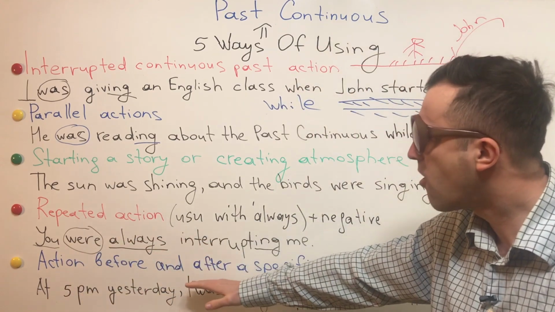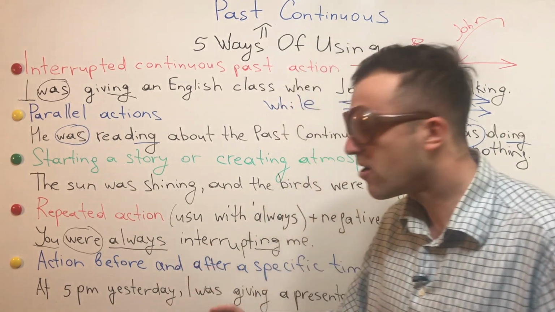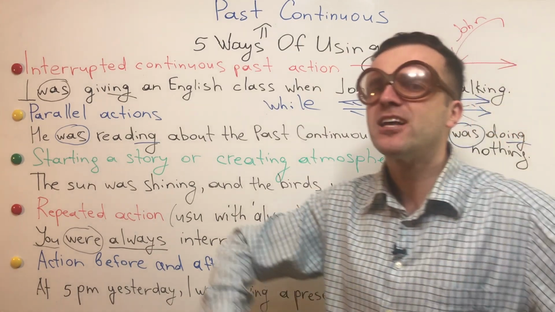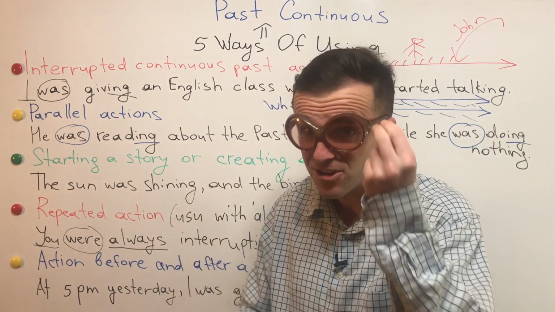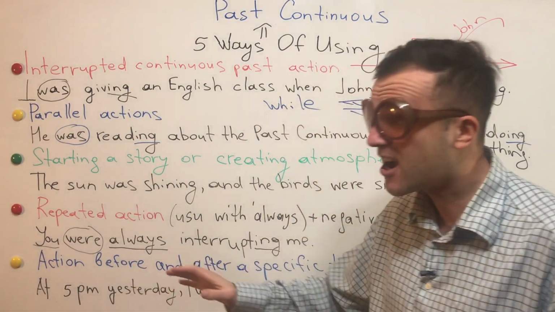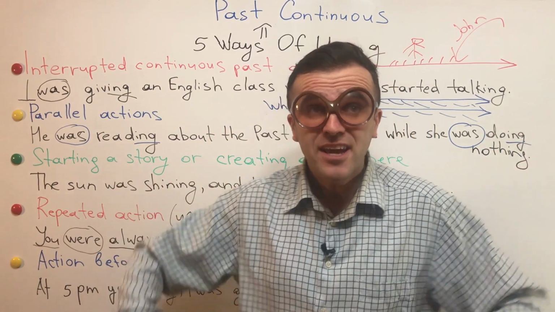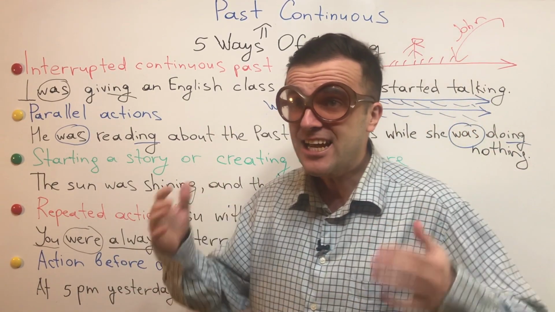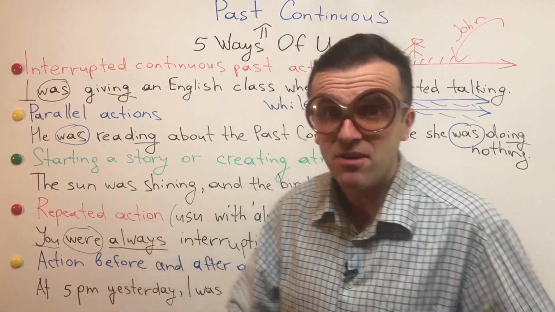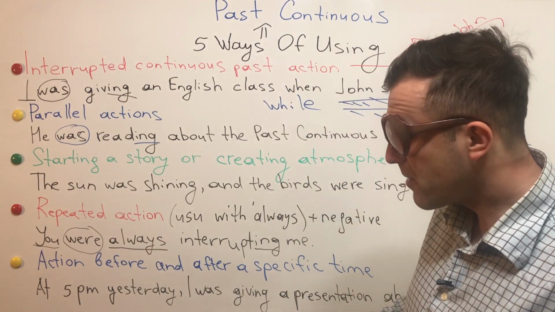Okay, so let's move on to the last way of using the past progressive or past continuous: an action before and after a specific time. Before and after a specific time. So, when we have a specific time, do you understand what the specific time is? Alright, so the specific time is when there is a certain hour. Yes, you are doing it in a particular time. Okay? So, let's make up an example.